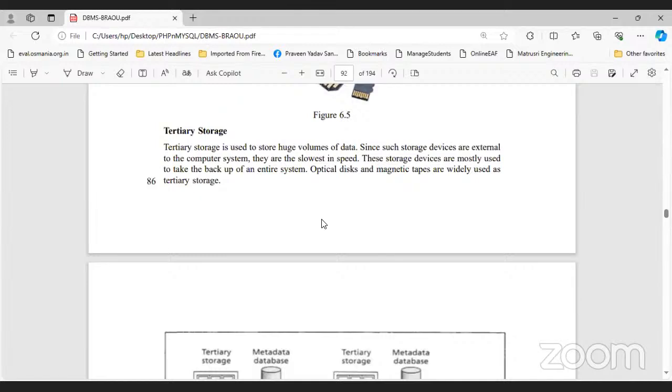You have to add these systems externally. They are the slowest in speed. Why? Because we are storing a huge amount of data. That's why these are slow. These storage devices are mostly used for backup of the entire system. Suppose I stored data in my system for the last 7 years. If I want to store that large amount of data, then I can use this type of storage device.